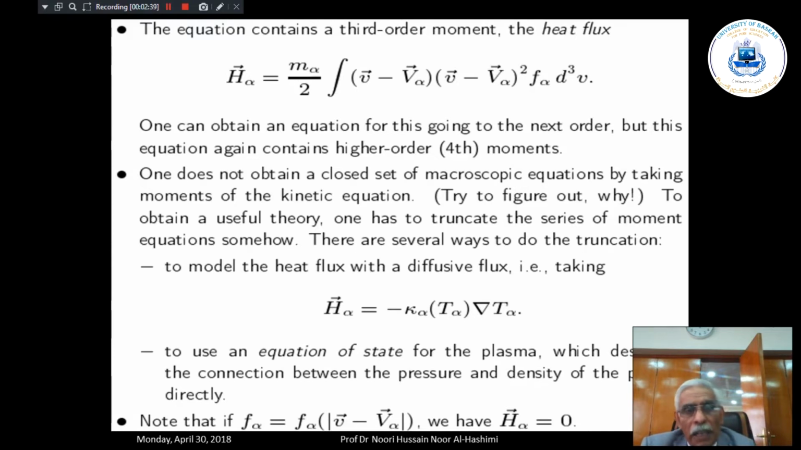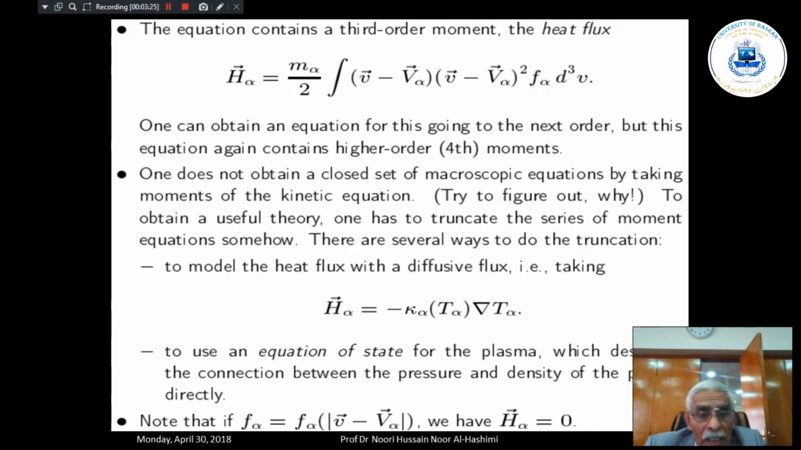One can obtain an equation for this by going to the next order, but this equation again contains higher order, fourth moments. One does not obtain a closed set of macroscopic equations by taking moments of kinetic energy. Try to figure out why. To obtain a useful theory, one has to truncate the series of moment equations somehow. There are several ways to do the truncation.